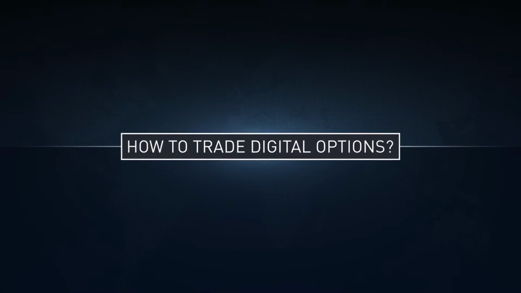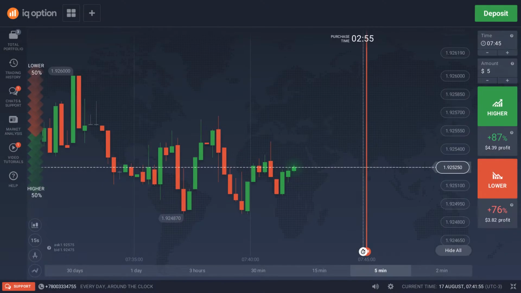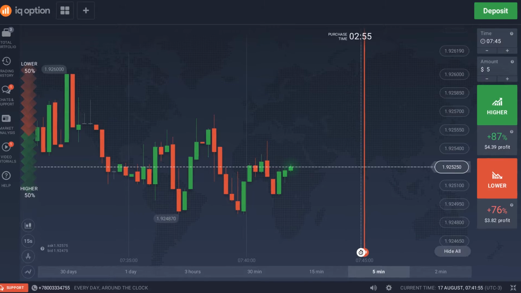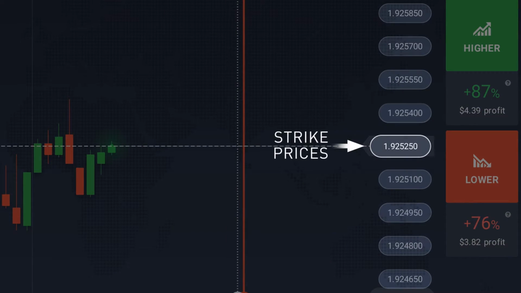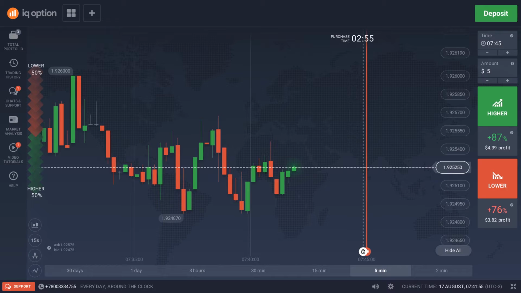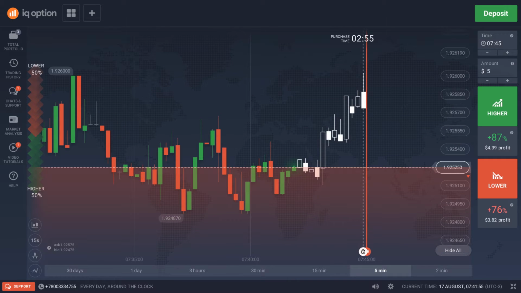How to trade digital options. On the right-hand side, the chart is accompanied by several price levels. These are strike prices, or in other words, target levels that the closing price should go above or below for the position to close in the money.